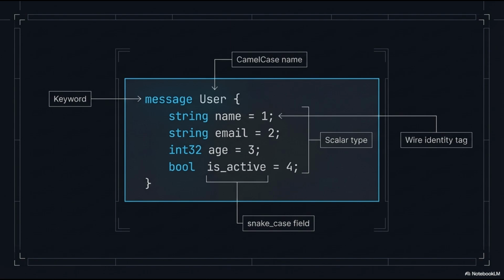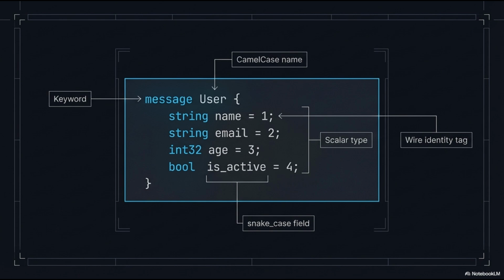The message is just the fundamental unit of data transfer in protocol buffers. It's basically just a named collection of typed fields enclosed in curly braces. You write the keyword message, then the name of your data model, open a curly brace, list your fields, and close it. And for those coming from C-style languages, there's a fun little quirk. No semicolon after that closing brace, just the brace.